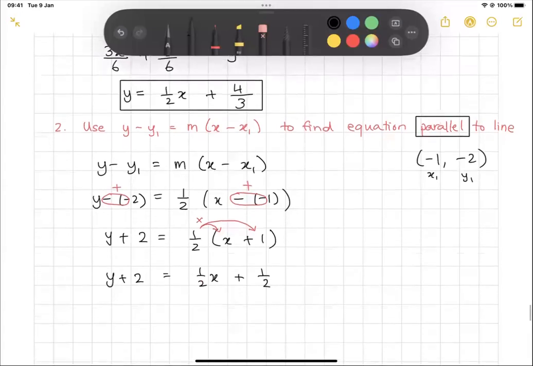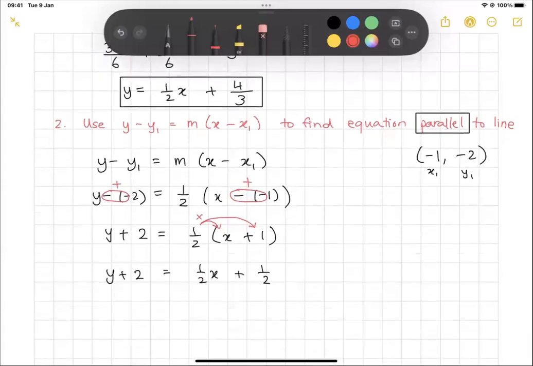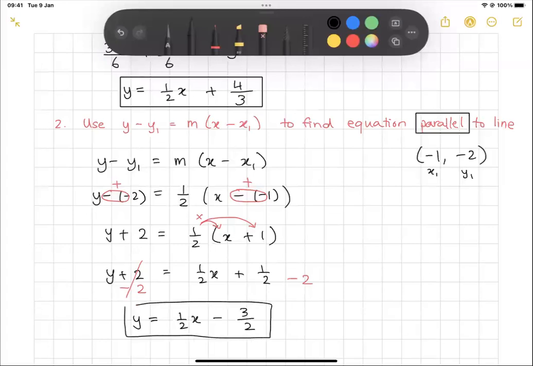I'm fine with this. Now, what I'm going to do is get rid of this positive 2 on this side here. So I'm going to subtract 2 on both sides. This will cancel out. And what I'm left with is y equals half x. I think it should be a negative. Just put positive half minus 2 into your calculator and you should get a -3/2. So my answer is this. This is the line that is parallel to the line of y equals half x plus 4/3.